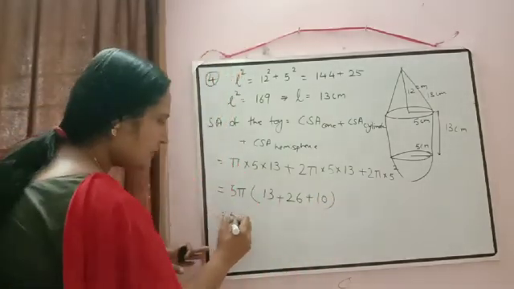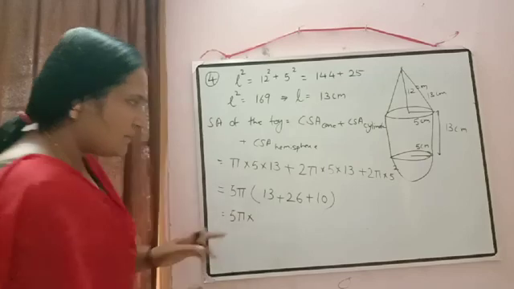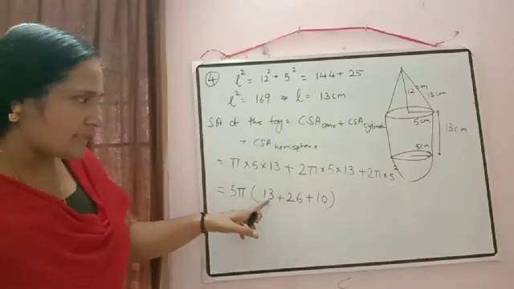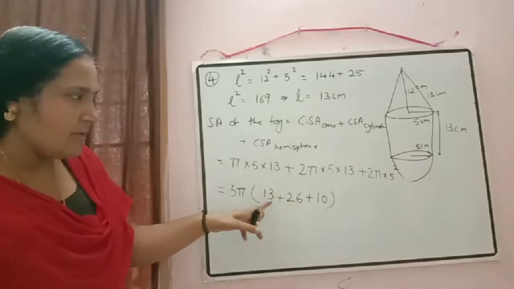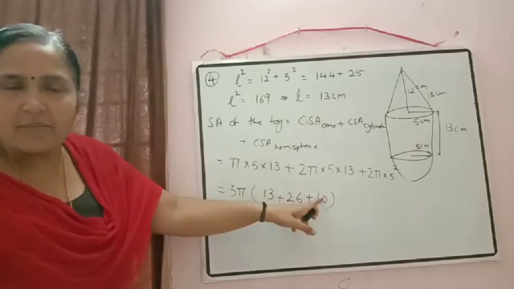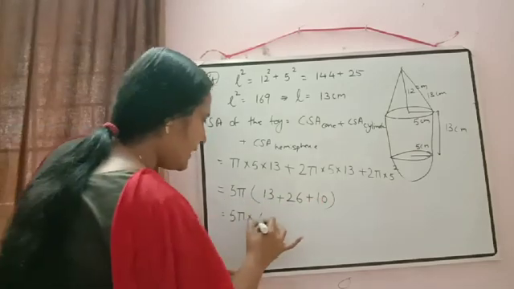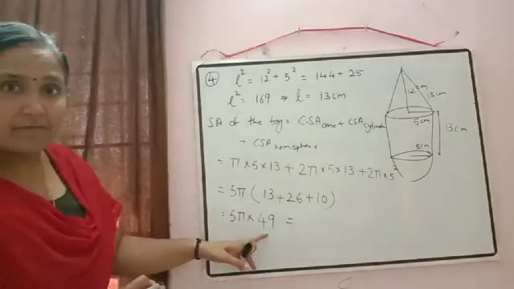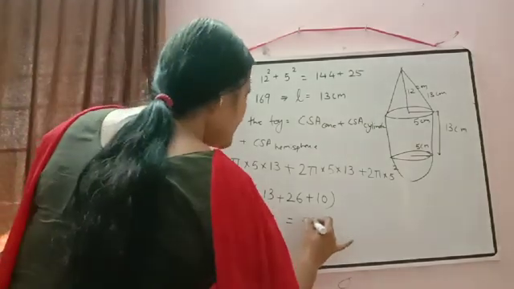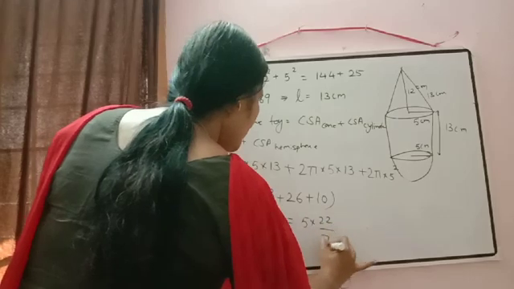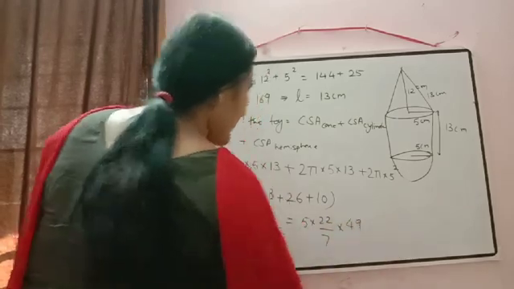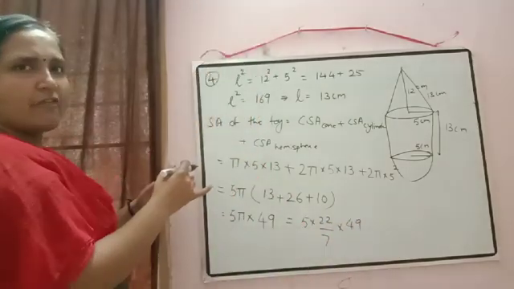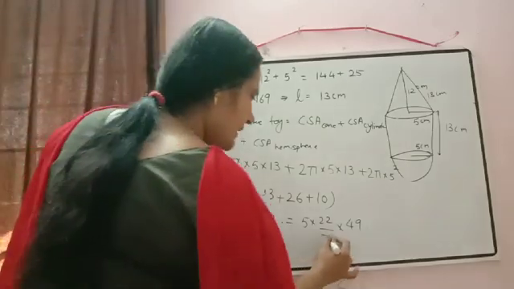Now we can check what will come. 5 pi into 26 plus 13, that will be equal to 39. 39 plus 10 is equal to 49. So just to check, in the numerator we are getting a multiple of 7. Then take pi is equal to 22 by 7 into 49. Don't substitute the value of pi before only. Now we can cancel it.